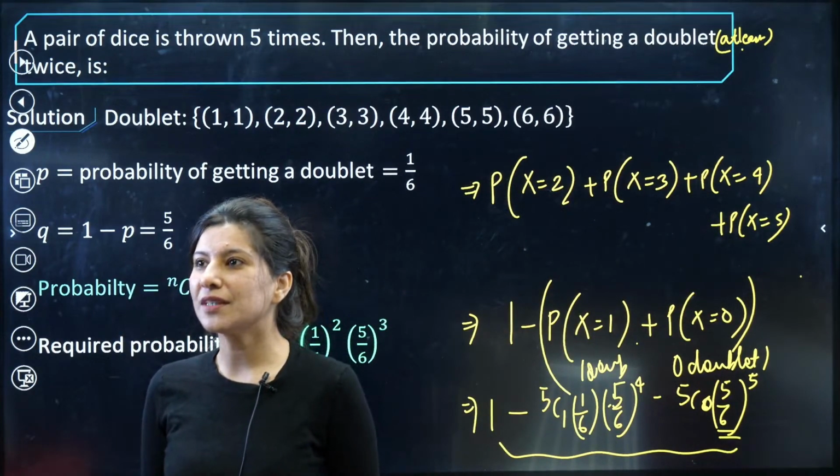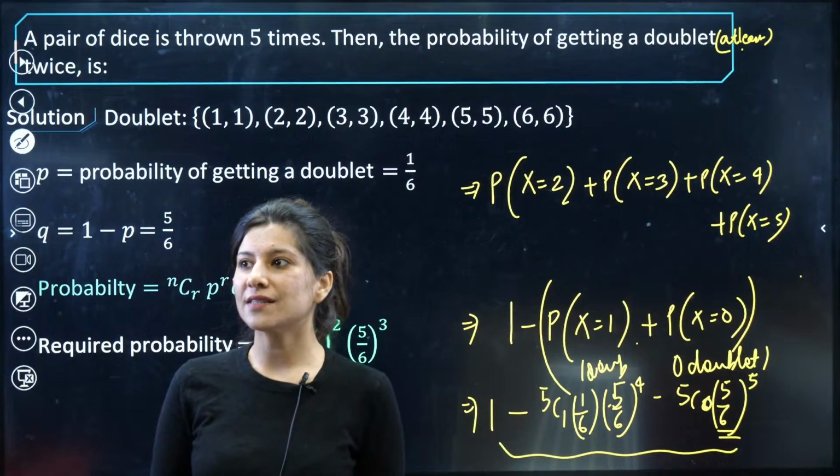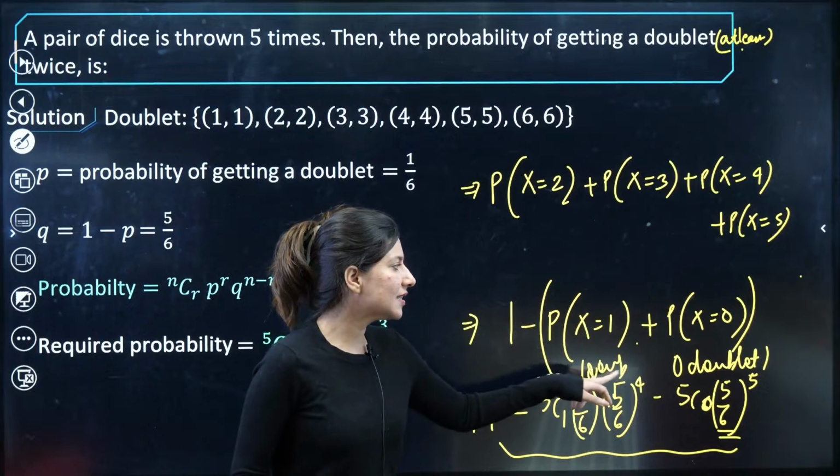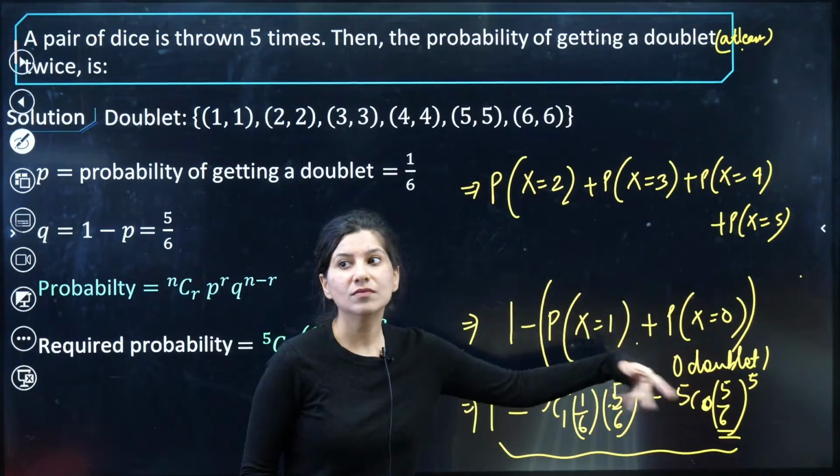Chiranjeevi, you did it incorrectly, no? You are missing one more case. Doublet once, probability of getting a doublet once and probability of not getting a doublet.